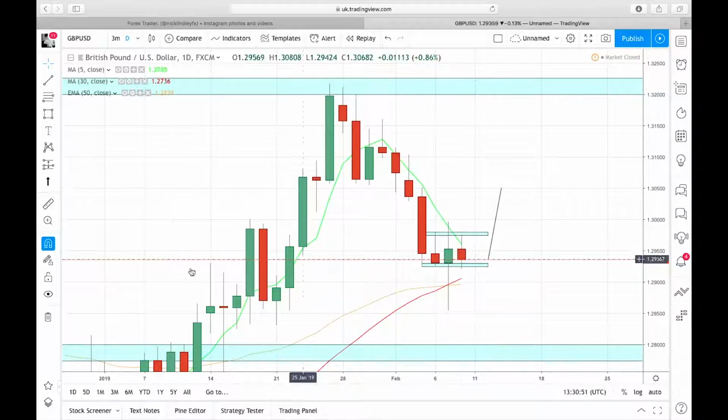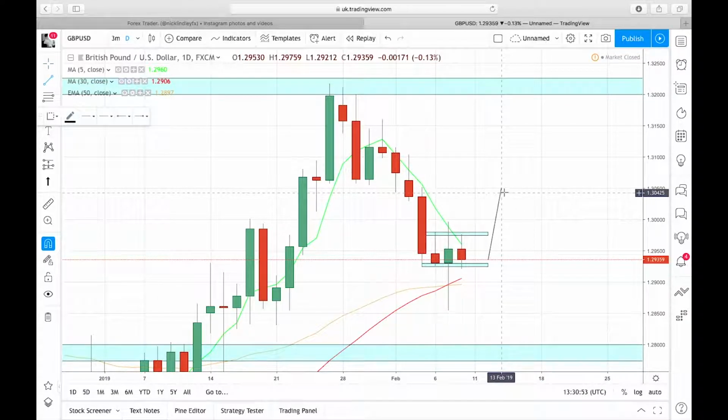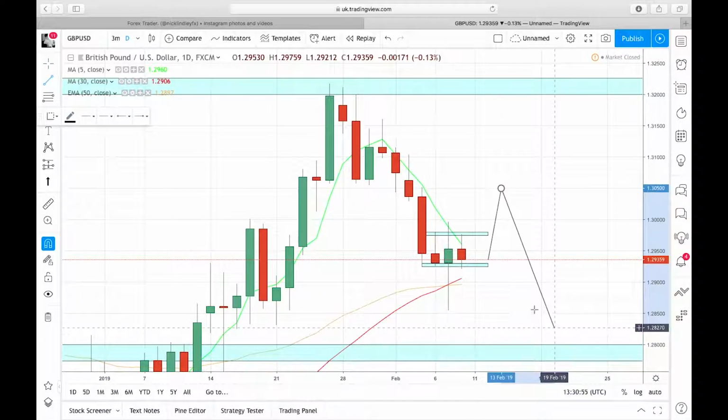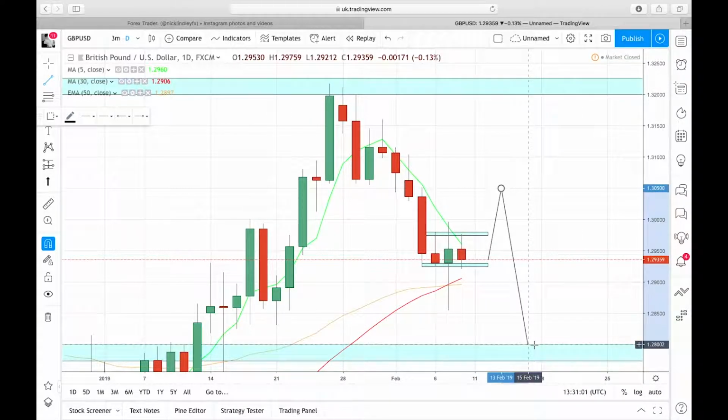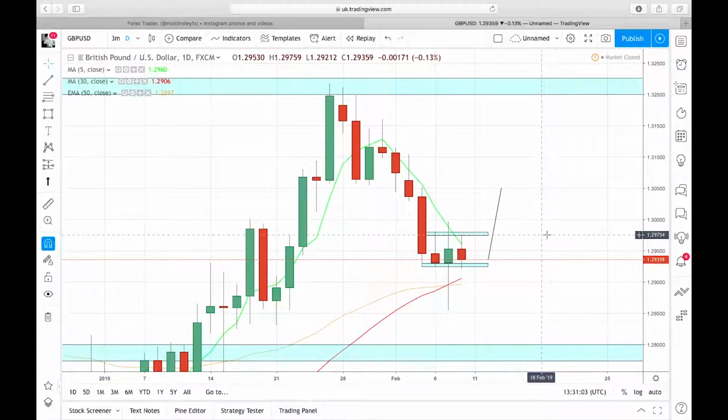Now this is a setup that we could look to trade. Even though price may still be within a bearish trend, we can take a short-term setup with a great risk to reward and benefit from that pullback in the market.